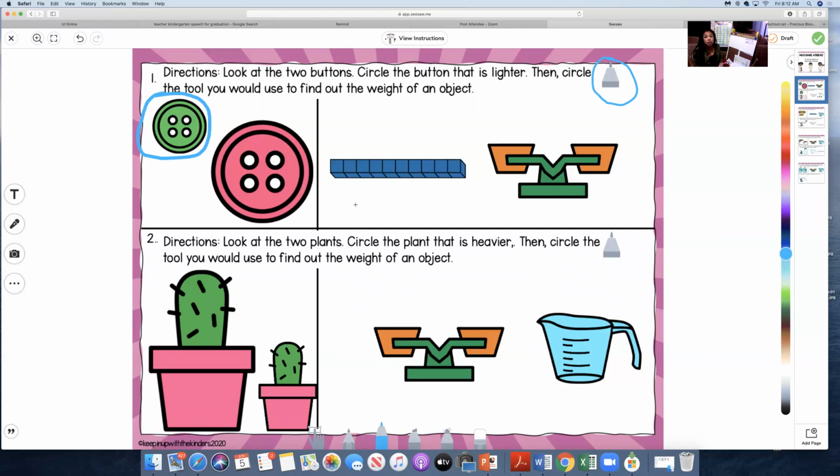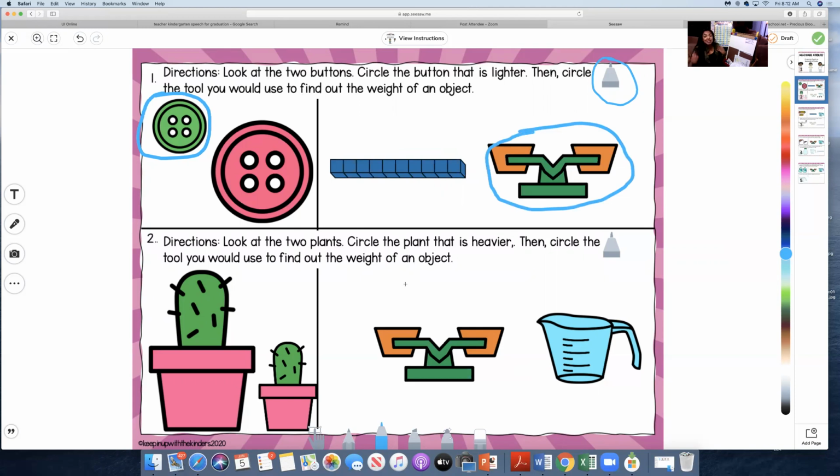And now the second question says, circle the tool you would use to find out the weight of an object. So how would I know what the weight is? If I use this, what is that for? Good. That's for length. To find out how tall that button is. I'm not looking for length. I'm looking for weight. Good. So I would definitely use a scale. Okay, good job.